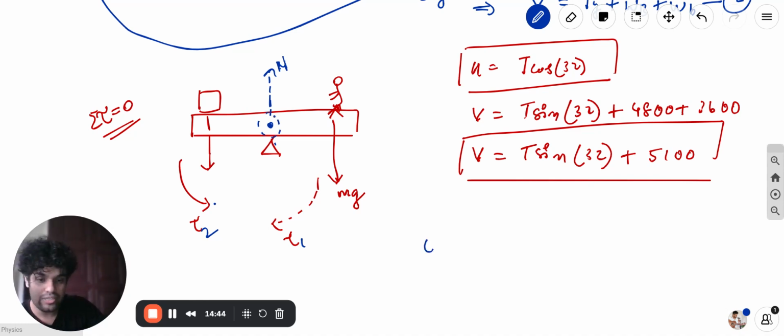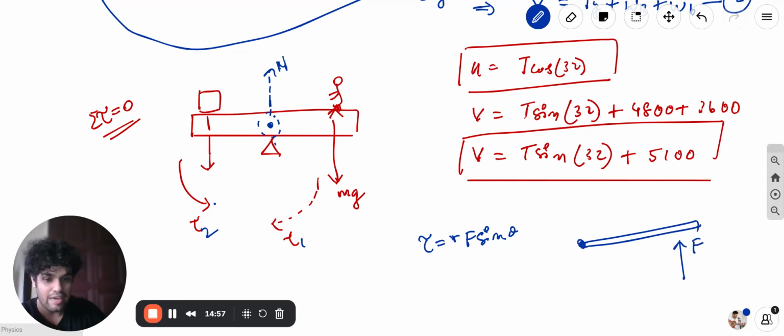Why? Because what is the definition of torque? Torque is equal to R F sine theta. Let's suppose this is the point of rotation, and this is the force acting on it. F is the force, R is the distance from the point of rotation to where the force is acting, and theta is the angle between the force and this displacement vector. So if I choose my axis in a strategic way, I can make R equal to zero such that that torque is equal to zero.